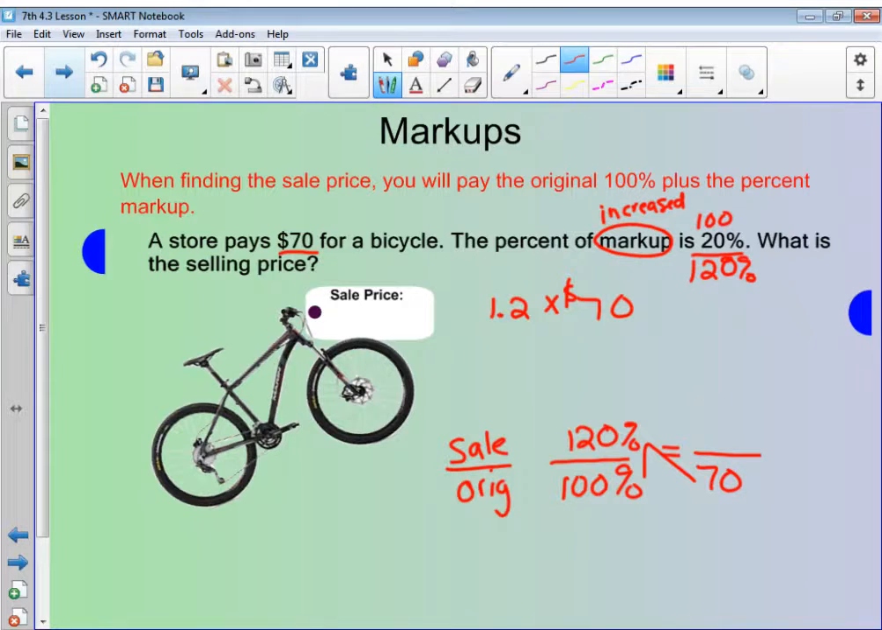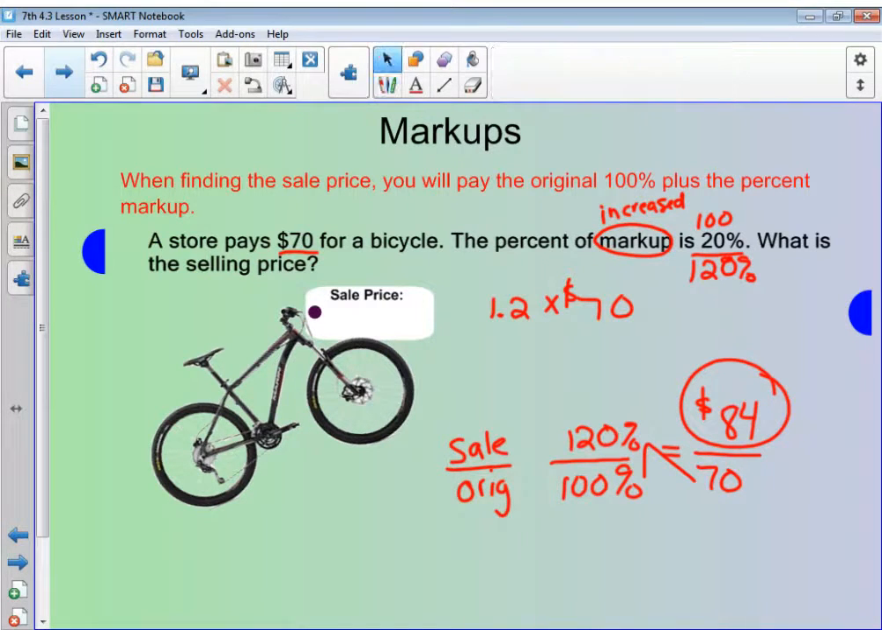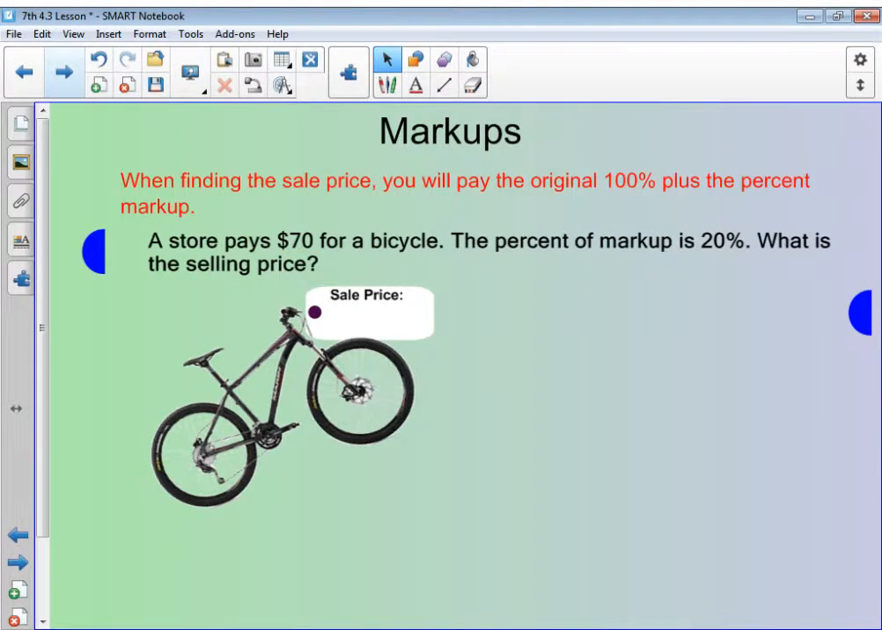Okay, and when I do this, I just found out that I'm going to sell the bike for $84. So I'm going to end up making $14 for my store when I sell that bike. Okay, so a markup is where you're selling something for more than what you paid for it so that you can make a profit.